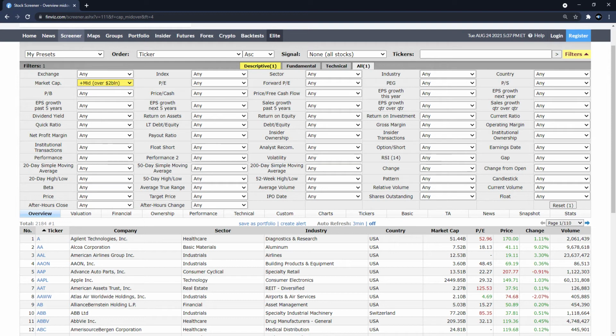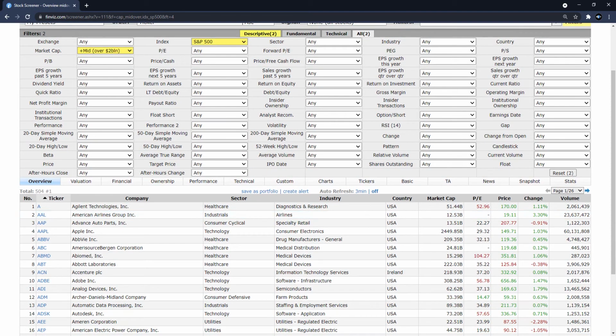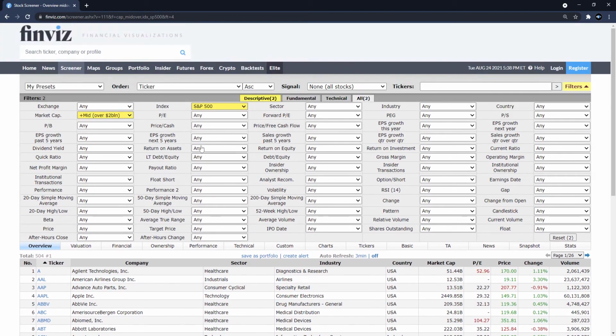Sometimes I put it as custom, above 1 billion or 2 billion, but basically put it on over 2 billion right there. Then in here, what you want to do is select the index, the S&P 500. Then as you can see, we get a cutoff of around 504 stocks.